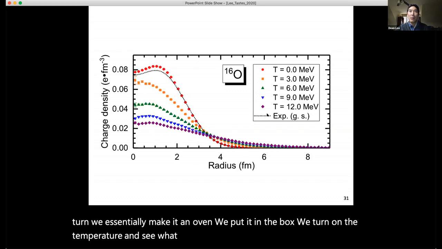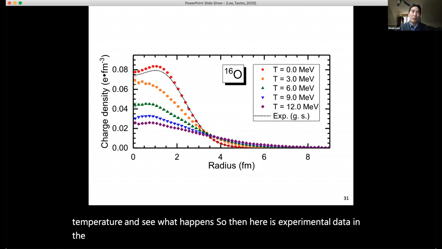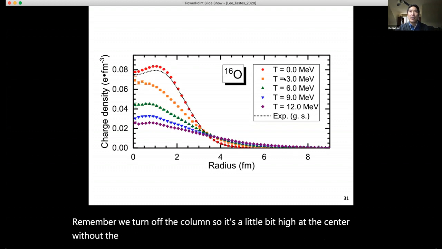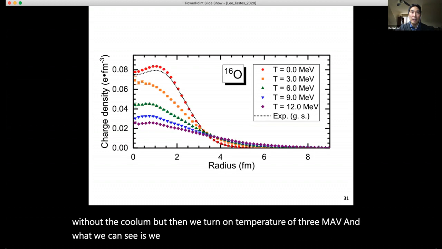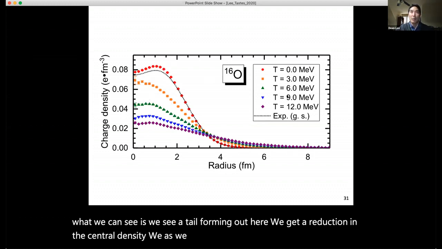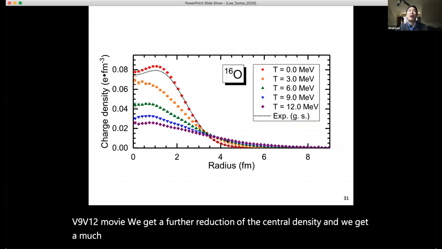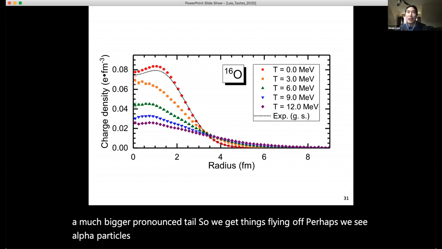So then here's experimental data in the ground state. You can see we reproduce pretty well what we get. Remember, we turned off the Coulomb, so it's a little bit high at the center without the Coulomb. But then we turn on temperature of 3 MeV. And what we can see is we see a tail forming out here. We get a reduction in the central density. As we turn on the temperature higher, 6 MeV, 9 MeV, 12 MeV, we get a further reduction of the central density, and we get a much more pronounced tail. So we get things flying off. Perhaps we see alpha particles, things like that, as well as single nucleons at the higher temperatures.